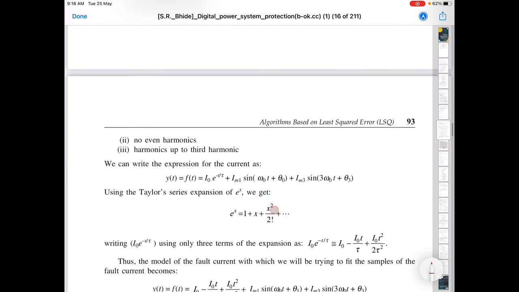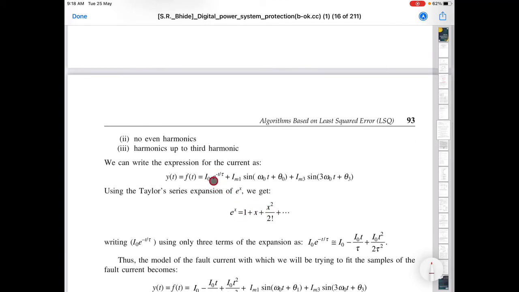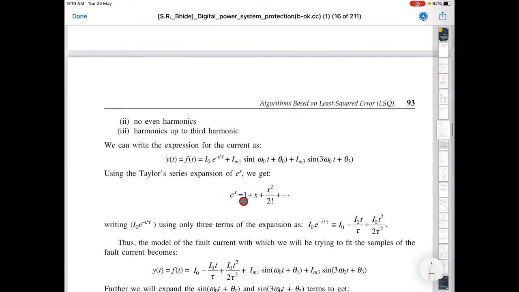Now this is e power x. This term we are trying to deal with first. You can see the fifth harmonic is not there. E power x is given by Taylor's series expansion: 1 plus x plus x square by 2 factorial plus x cube by 3 factorial and so on. If it is e power 0, e power 0 is 1, so 1 into I naught is I naught, that is this first term.